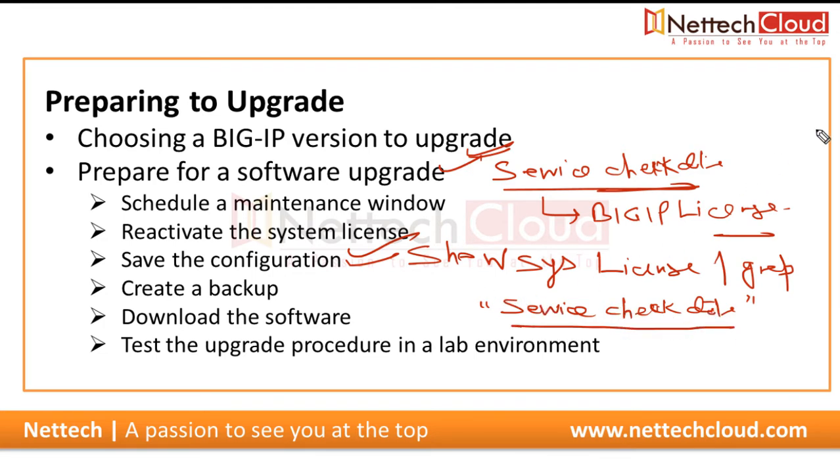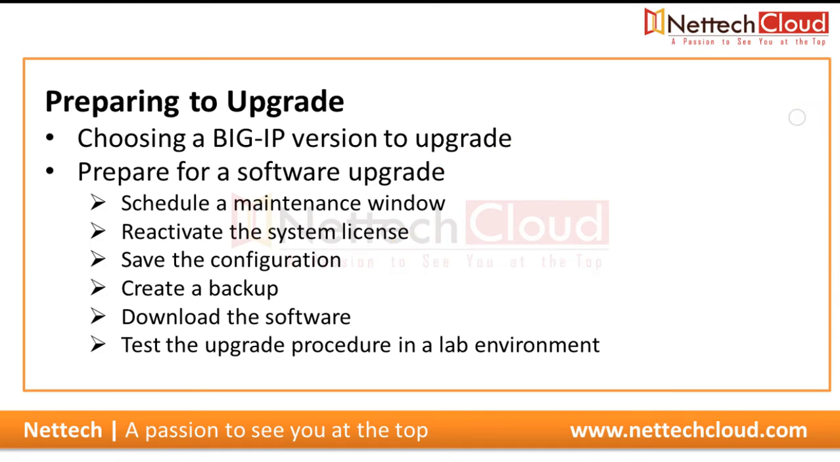So what is the command? Show sys license, and then pipe to grep service check date. The output will show the service check date, right? And the date that I tagged here, apart from the service check date, the next one is the license check date.